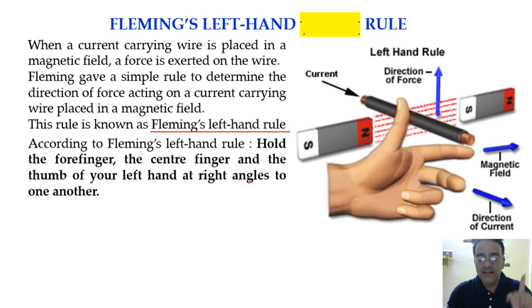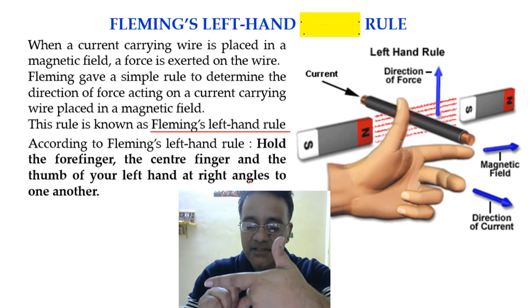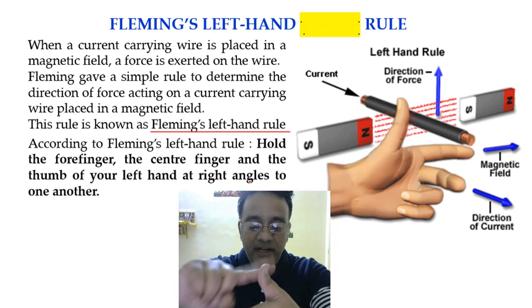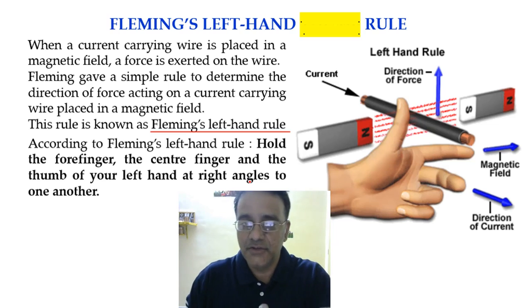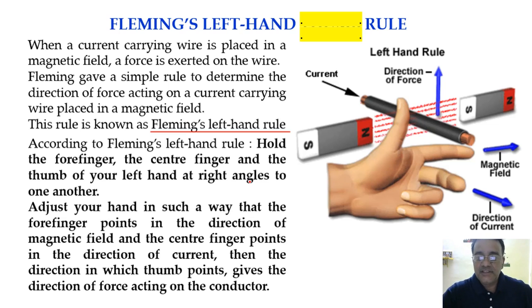So now adjust our hand in such a way that the forefinger, this is the forefinger, points in the direction of magnetic field, and the center finger points in the direction of current. Then the direction of thumb will give the direction of force acting on the conductor. Usually we use Fleming's left hand rule for getting the direction of force. Fleming's right hand rule is also there, which we use for the direction of induced current. So you have to keep that in your mind. Okay, fine. So this is the direction.